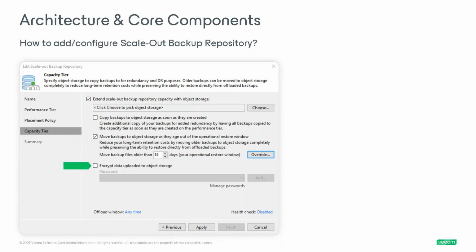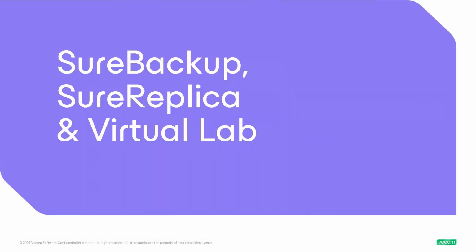Encrypt data uploaded to object storage: in transit it will be encrypted either way, but this is more about at rest. You can set a window for when it can offload. So if copy is checked and it's every 4 hours, you can further specify that it can only send at certain times. The health check is like a CRC logical scan for corruption in the backup files. You can run that, and if you select that blue hyperlink, it will allow you to configure that.